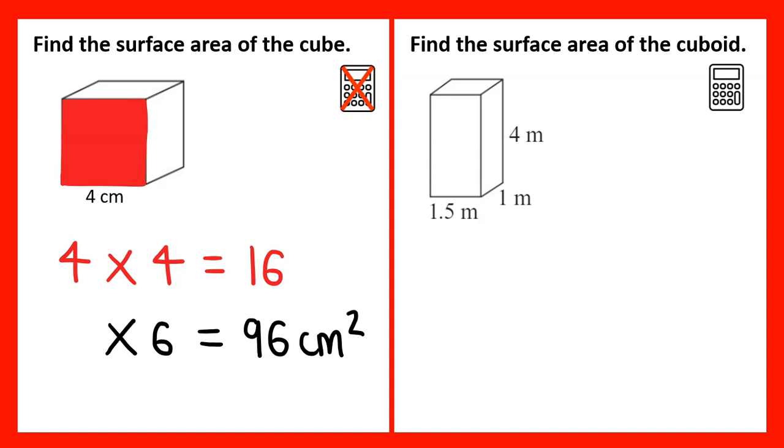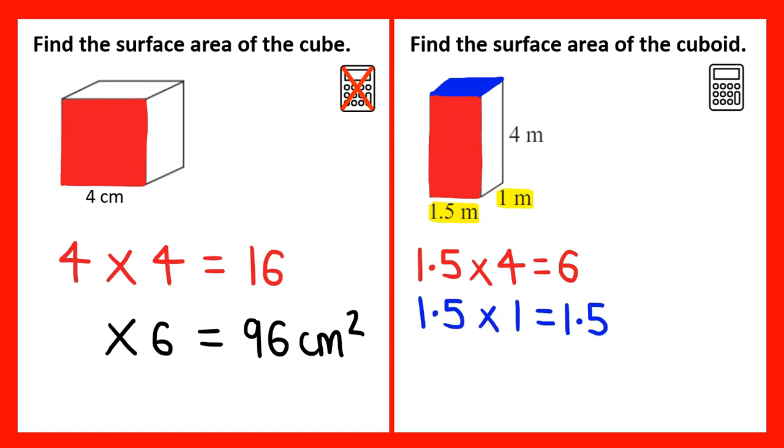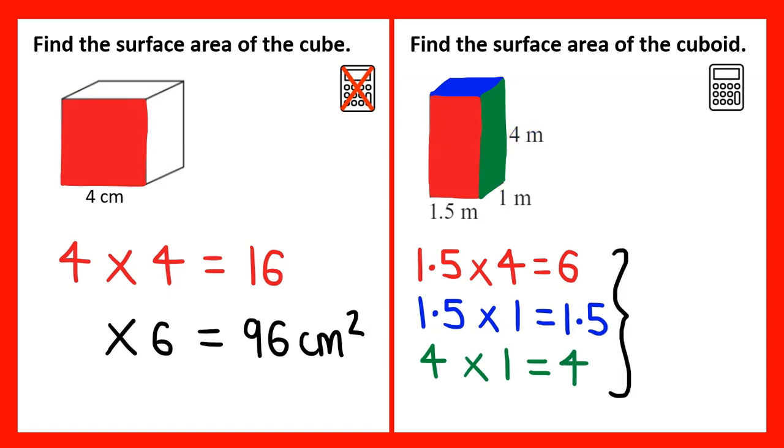A cuboid doesn't have all faces the same, but it does have the same front and back, the same top and bottom, and the same side and side. To start, we can work out the area of the face on the front. This would be the width, 1.5 meters, multiplied by the length, 4 meters, which is 6. Next, we can find the area of the top. This would be 1.5 multiplied by 1, which is 1.5. And lastly, we can find the area of the side face, which would be 4 multiplied by 1, giving me 4. The area of all of these faces would add to give me 11.5 meters squared.